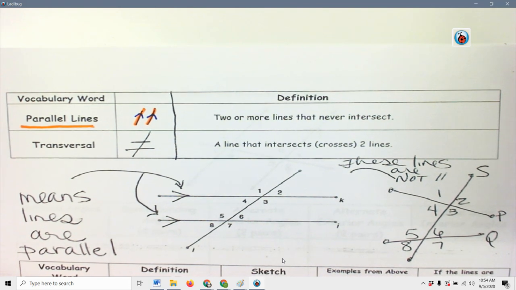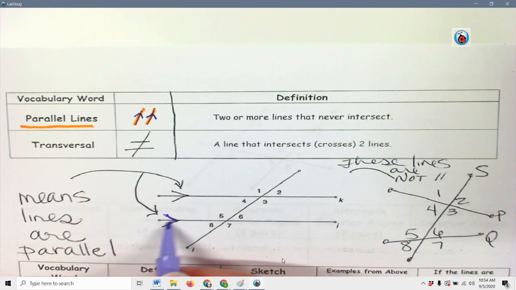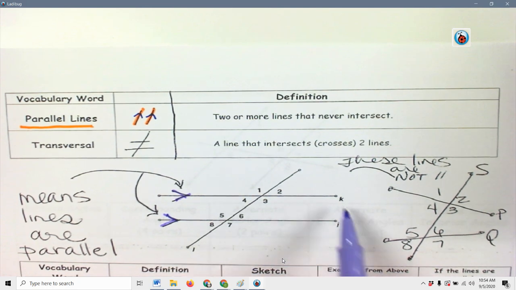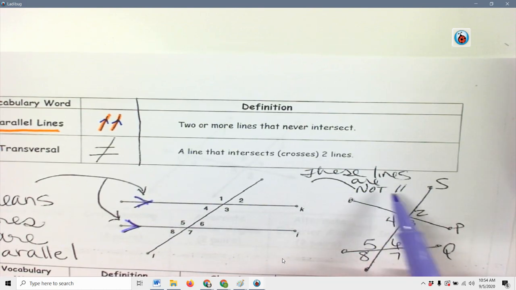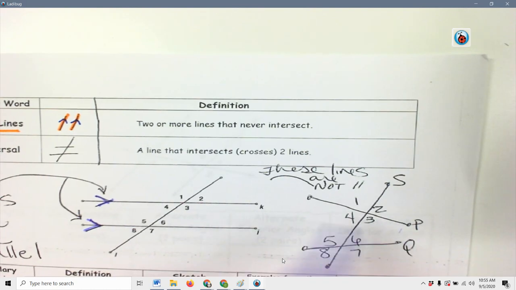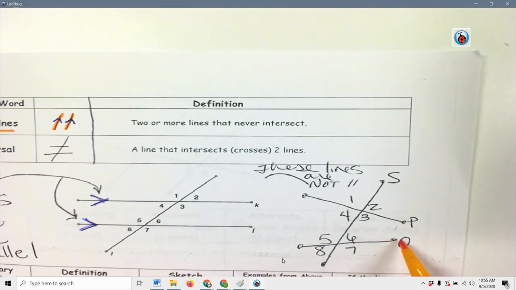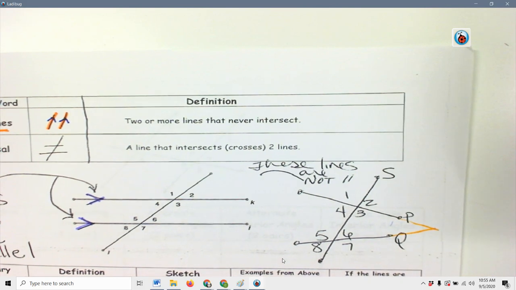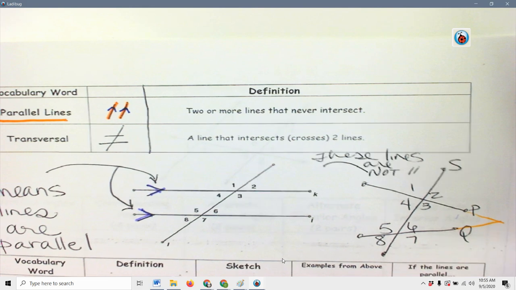And you'll see them down on our figure here. There's our little parallel line markings telling us these two lines are parallel. Now look over here. Are these lines parallel? Well, it says these lines are not parallel. So you know that, but if you were to imagine those lines continuing on, you could see that eventually they would touch or cross. Okay, so we know that these are not parallel lines.